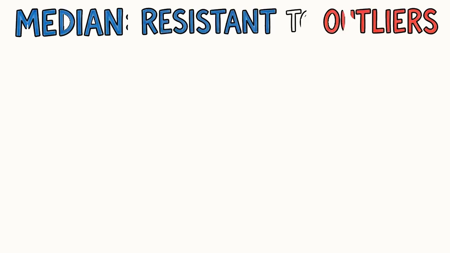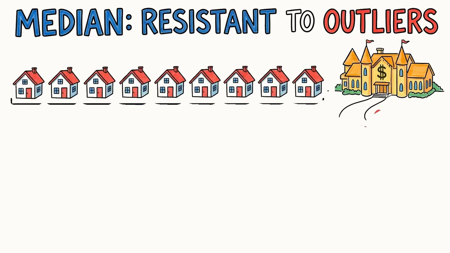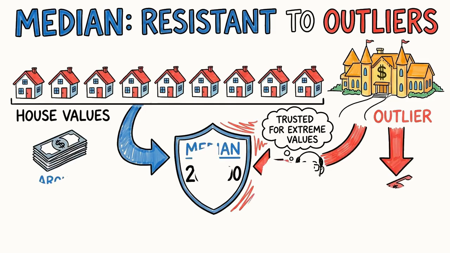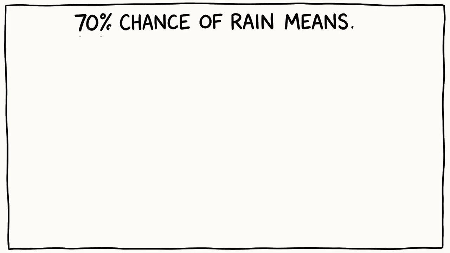The median, however, would barely move. It would still be around $200,000. This is why statisticians often trust the median more whenever a few extreme values, or outliers, might be hiding the fuller picture. This logic extends far beyond thought experiments.